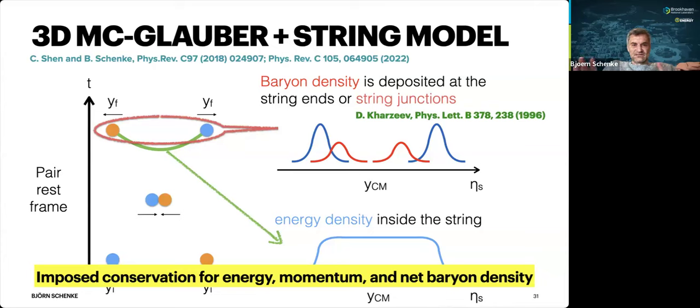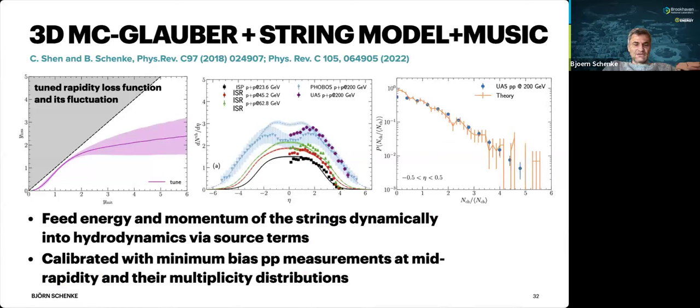Anyway, we imposed complete conservation of energy, momentum, and net baryon density. And we constrained parameters by looking at proton-proton collisions. So for example, how much energy is lost in this deceleration depends on what we put in. We have a phenomenological curve or function of how much rapidity is lost given the initial rapidity of these guys. And then that is constrained by looking at proton-proton data.